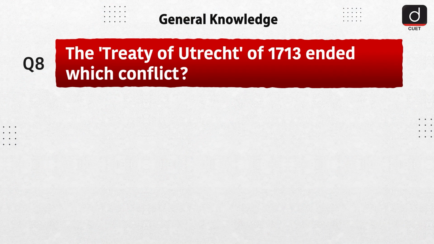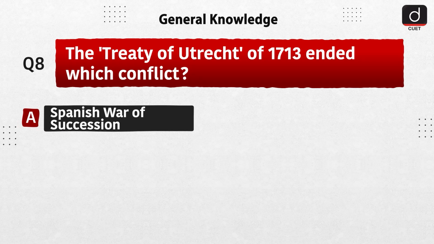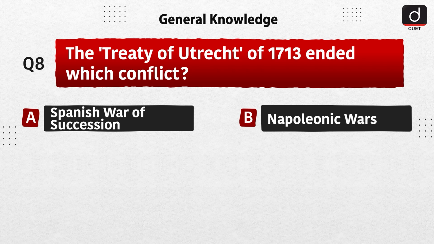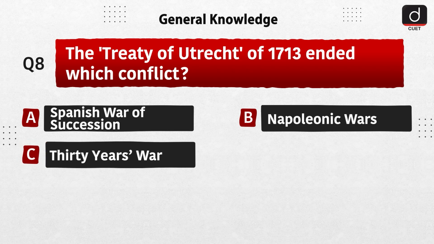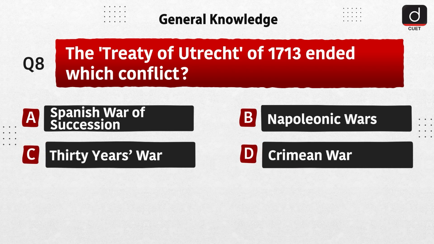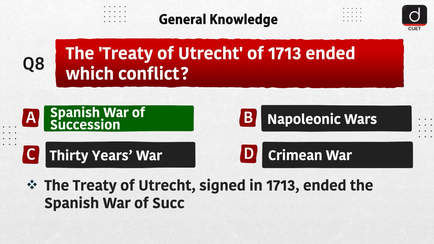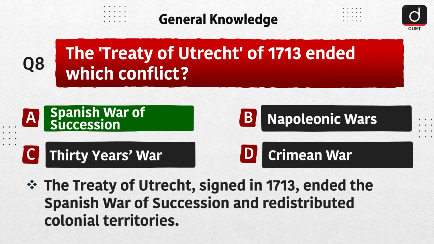Next question is, the Treaty of Utrecht of 1713 ended which conflict? Option A, Spanish War of Succession. Option B, Napoleonic Wars. Option C, 30 Years' War. Option D, Crimean War. The correct answer is option A, Spanish War of Succession. The Treaty of Utrecht, signed in 1713, ended the Spanish War of Succession and redistributed colonial territories.